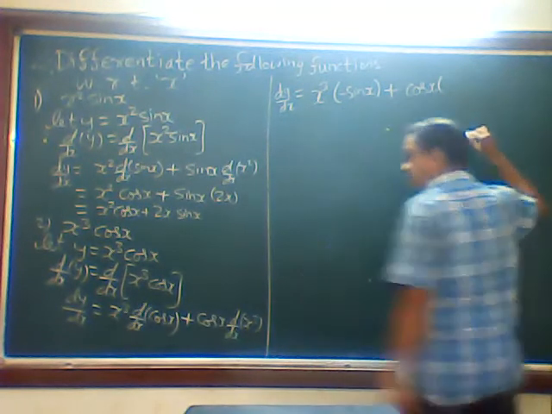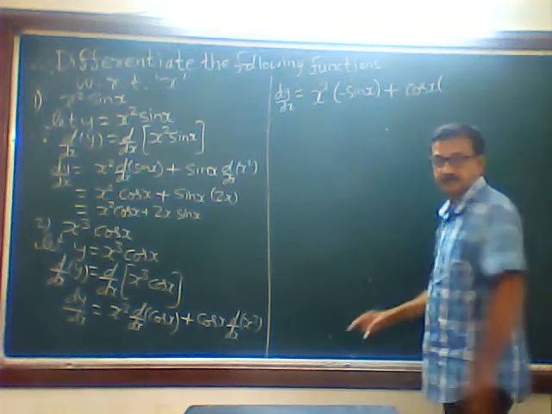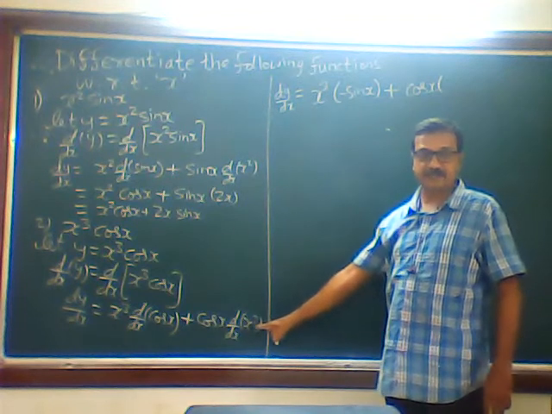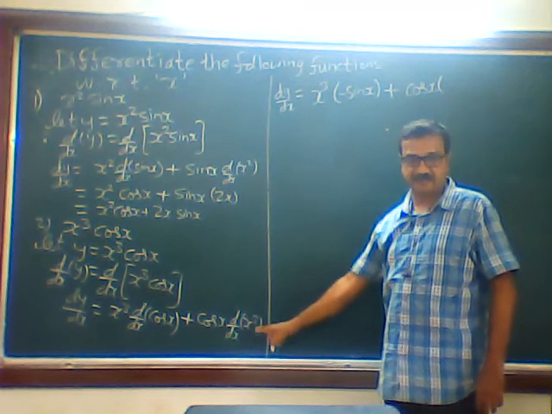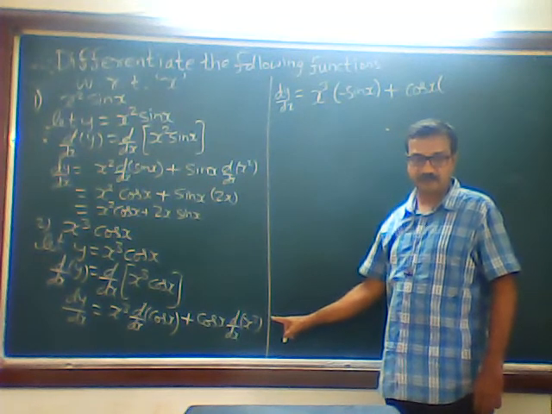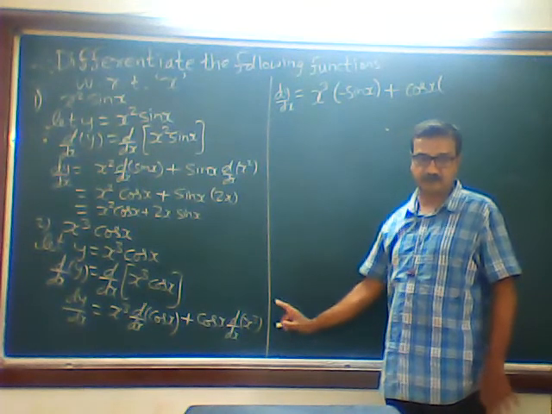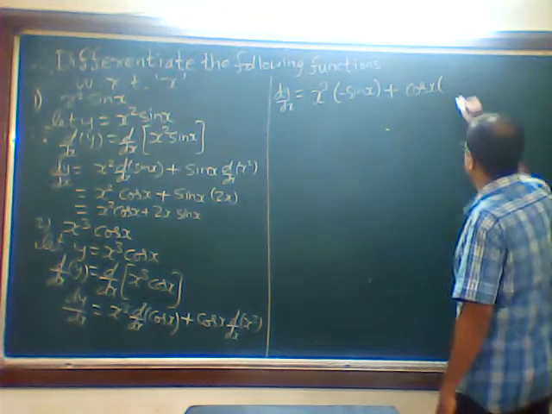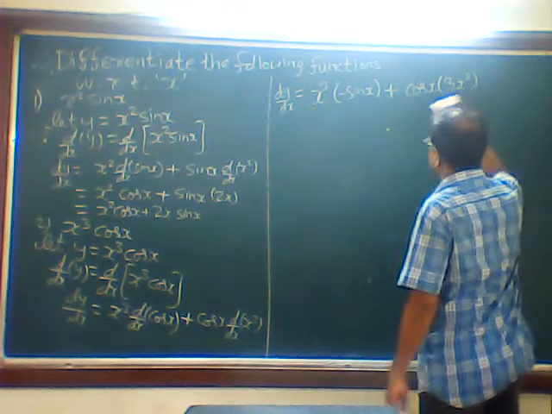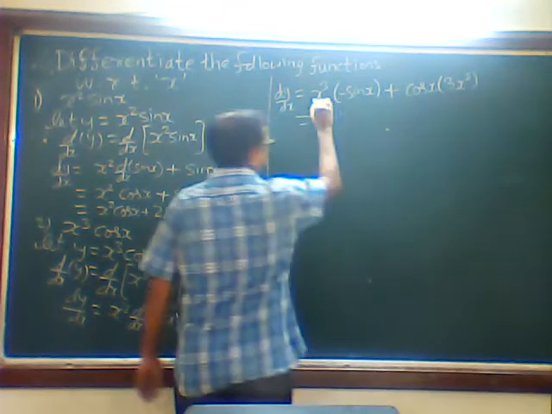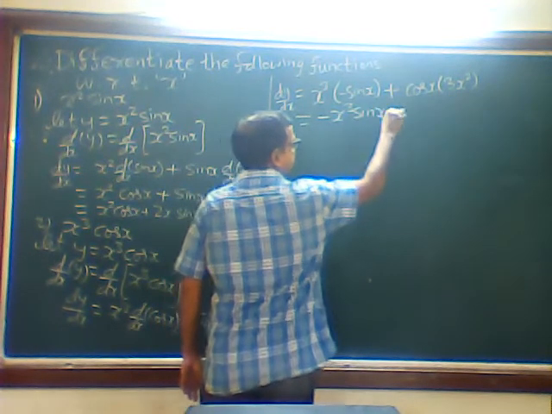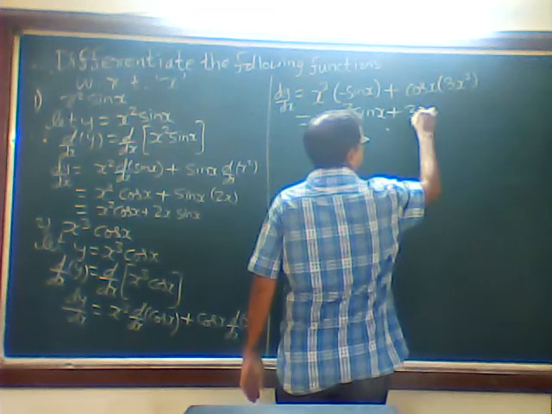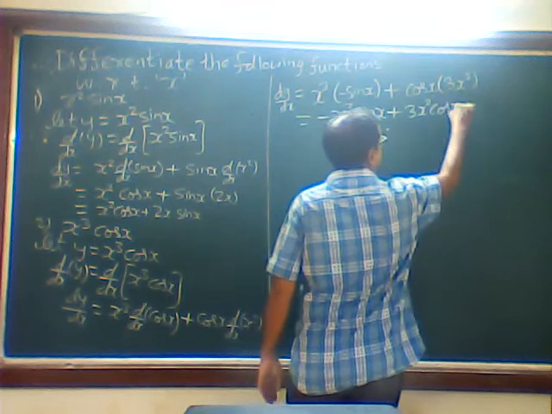plus cos x as it is, d by dx of x cube is what? Again, x raised to n is n times x raised to n minus 1. Here my n is 3. 3 times x raised to 3 minus 1, 3 minus 1 is 2. That's why it will become 3x square. So d by dx of x cube is 3x square. So I multiply: x cube into minus sin x, minus x cube sin x, plus 3x square cos x.